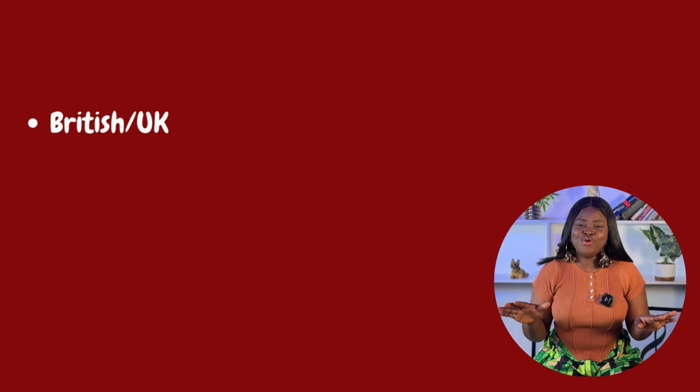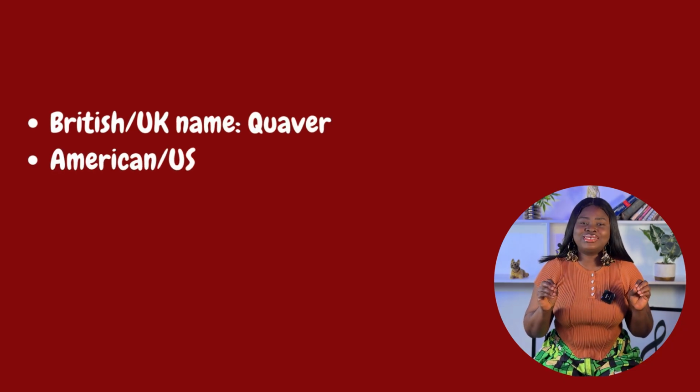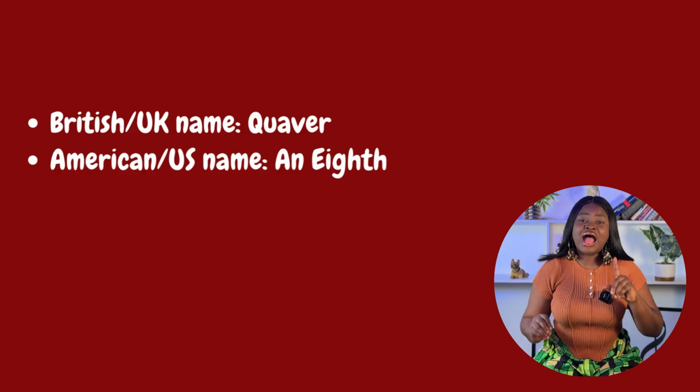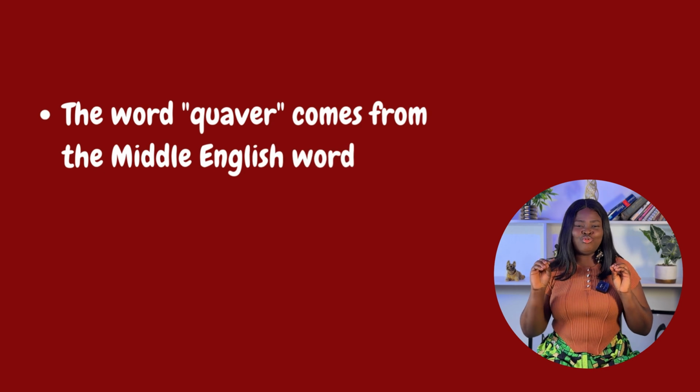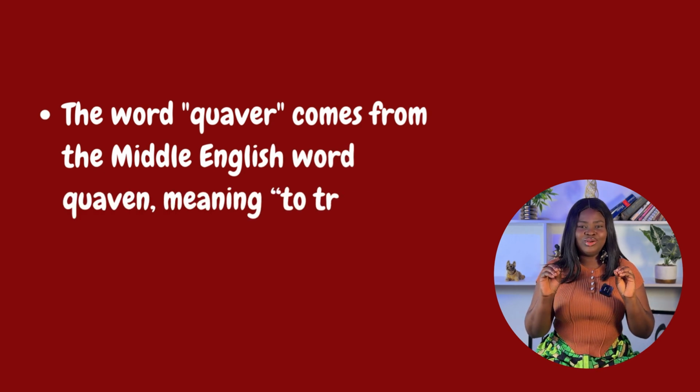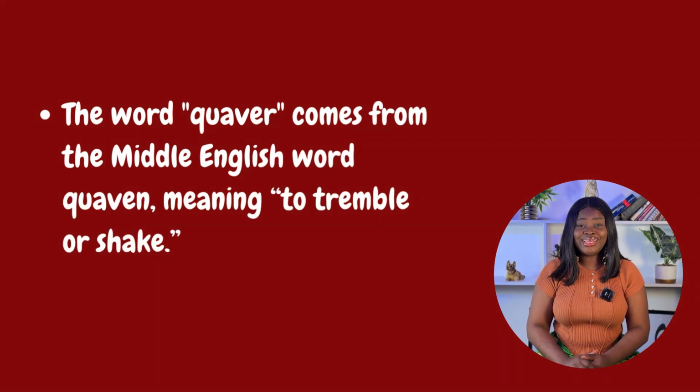The British name or UK name is quaver, while the American or US name is 8th note. And the reason why it is called an 8th note is because you can find 8 of it in a semi-breve, as explained. The word quaver comes from a Middle English word, quavering, which means to tremble or shake.